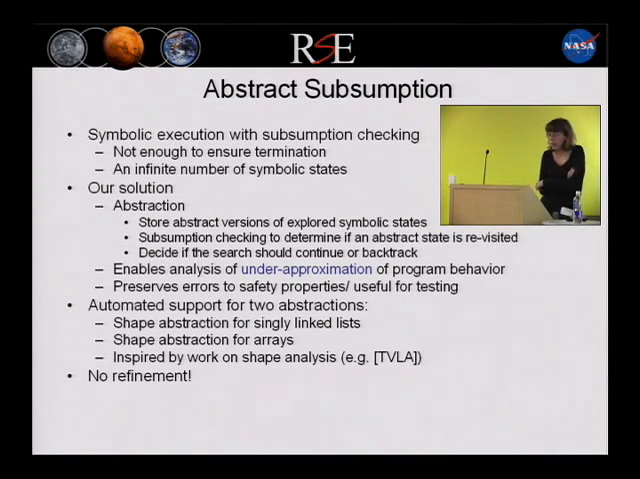So this analysis is no longer complete. It explores an under-approximation of the real program behavior. So now we are more in the testing domain. We might miss some errors, so the state space that is explored in some sense depends on the quality of the abstractions that we use. But as I said, this still preserves errors with respect to the properties that we are interested in, and it's useful for testing. And we have automated support for two abstractions.